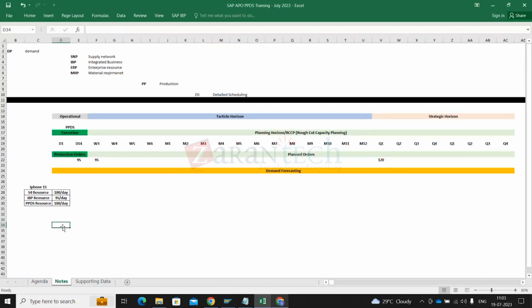So the operational horizon, if we are talking about APO, is the PPDS horizon, correct? That's right. It varies from product to product, but we have around 15 days to 30 days, 28 days. Absolutely, that's a great point. It varies from product to product. Because these horizons are maintained at location product level, getting into the technical part, they can be different per product, and that is quite possible.